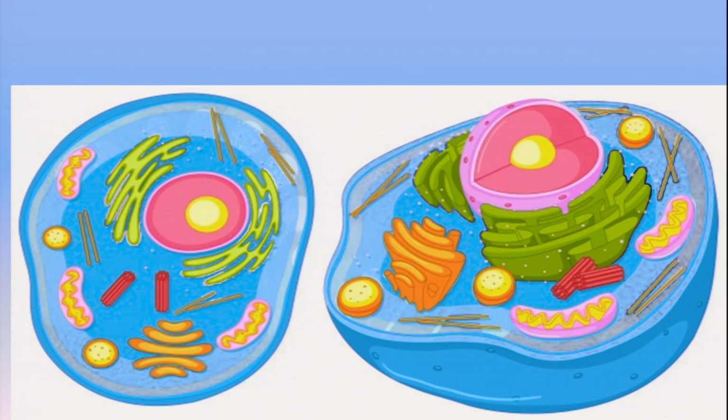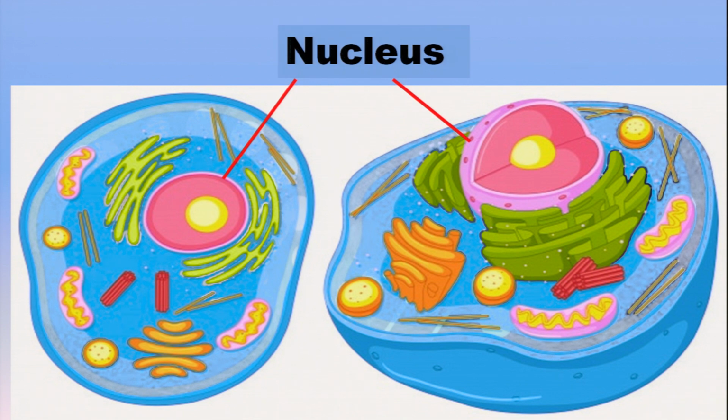Now let's start learning about a very important cell component, that is nucleus. You can see there is a prominent spherical structure present at the center of the cell. This is nucleus. Nucleus is called the brain of the cell because it controls the activities of all the other components of the cell. It is the leader among all the organelles. It manages and controls the activities of all the organelles. That's why it is called the brain of the cell.